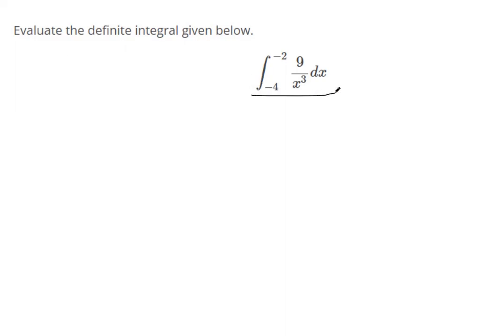So we're supposed to find this integral. That means we need the antiderivative. You can factor out that 9 if you want, but it really doesn't bother me. I'm going to keep it here. This is the same thing, just rewritten in a different form.